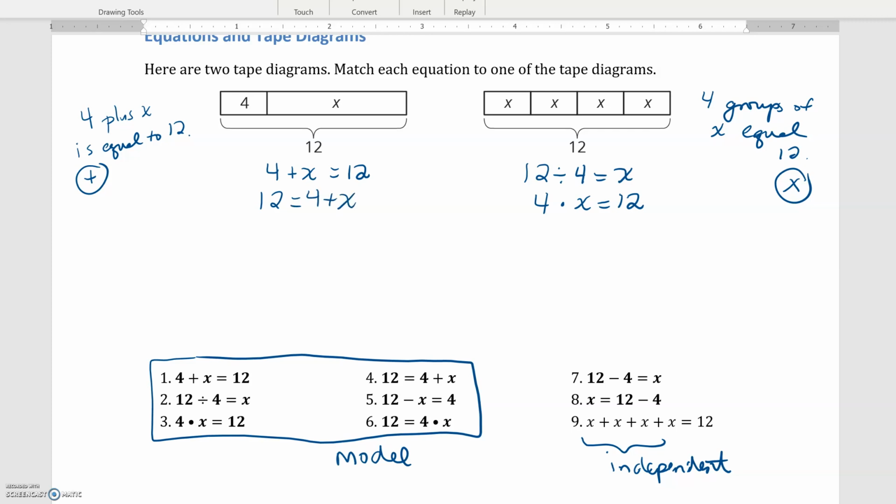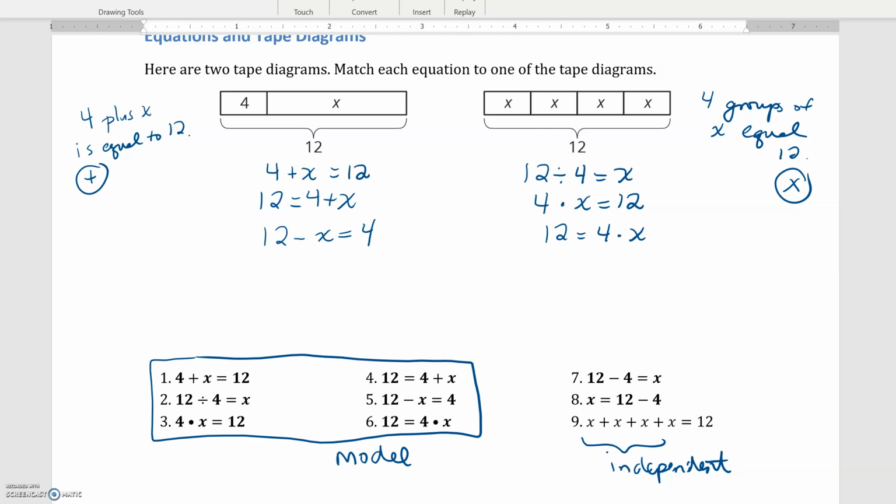Number 5 says 12 take away x equals 4, which even though it's not addition, it represents that first diagram because if I take the total 12 and take away x from that tape diagram, I'm going to be left with 4. So therefore, this equation goes to the first tape diagram. And then the last one, number 6, says 12 equals 4 times x, or 12 equals 4 groups of x, which represents the second diagram.